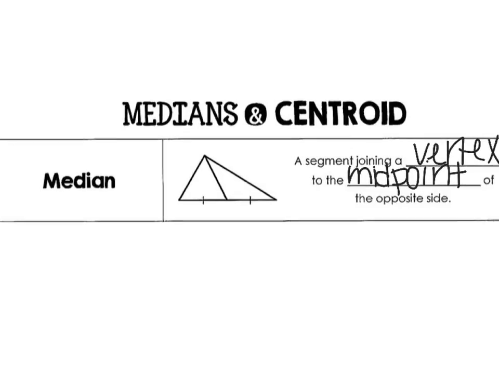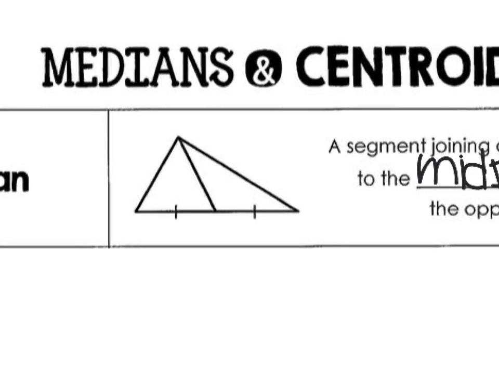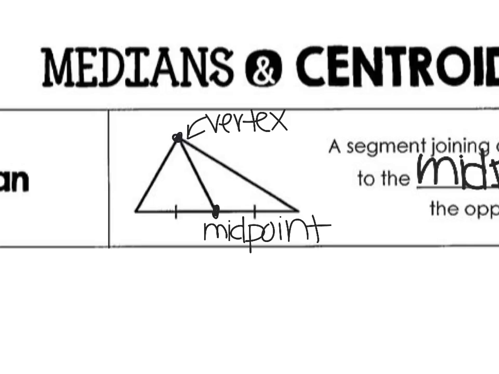So for example, in this diagram, we have our vertex up here. This would be our vertex of the triangle, and the segment from the vertex to the midpoint, that is our median. So we would say that this segment right here is a median because it joins the vertex to the midpoint of the opposite side.